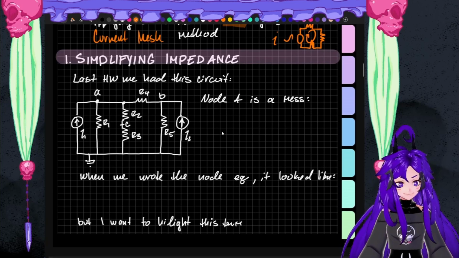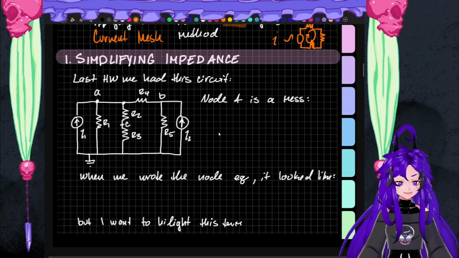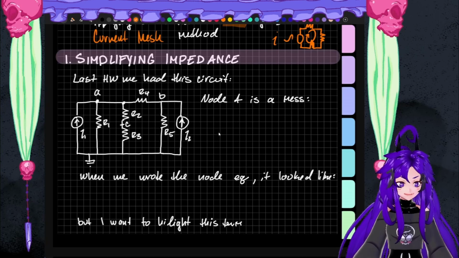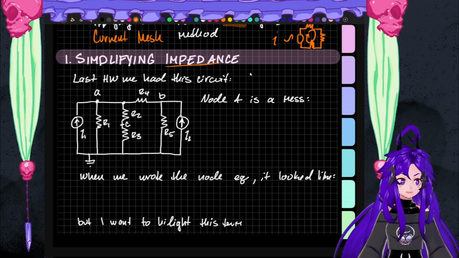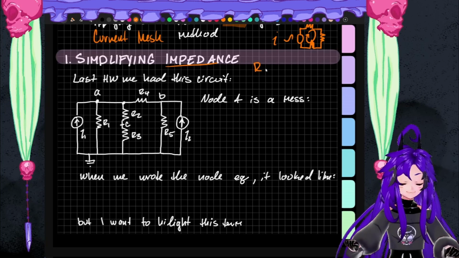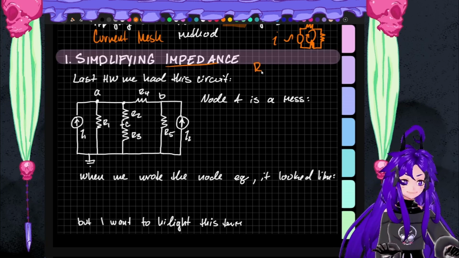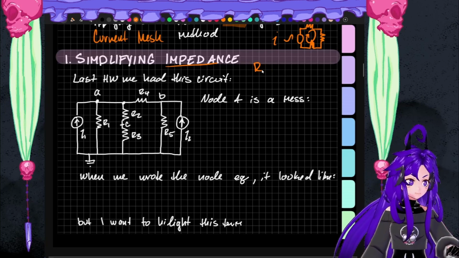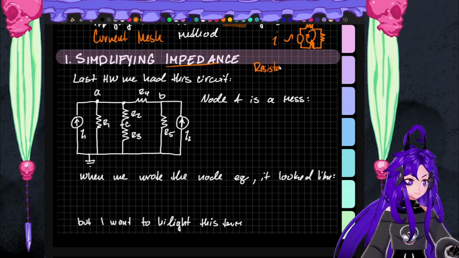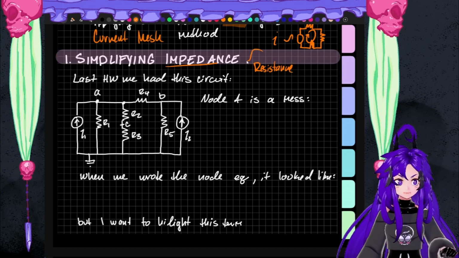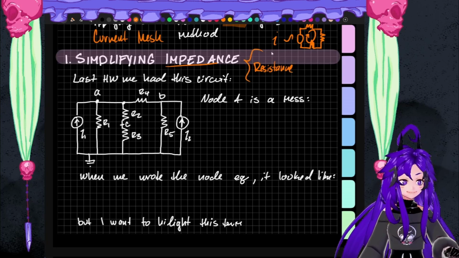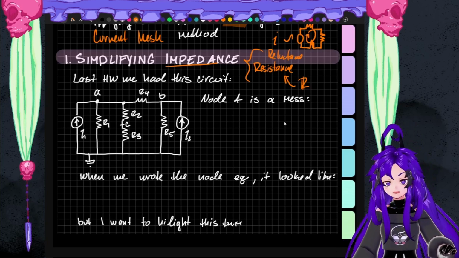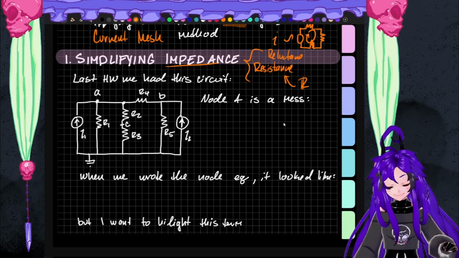So, part of doing that is sometimes we have to simplify impedance. And remember how impedance is something we're treating very much the same as resistance. Impedance is resistance and reactance, and resistance is the real number. So we like to use it because it's not imaginary numbers math.